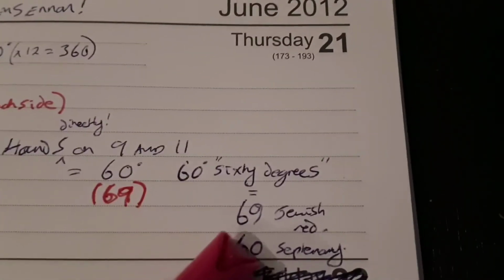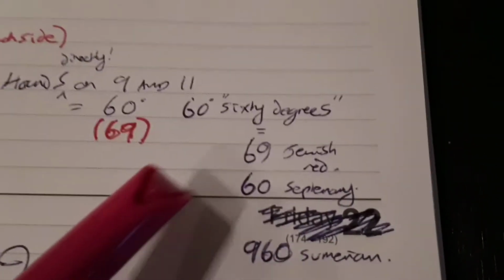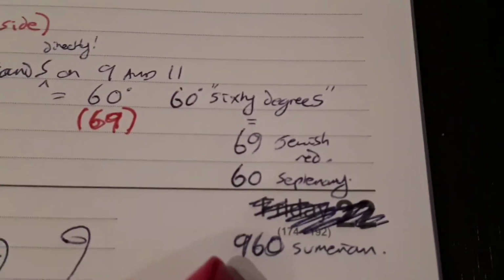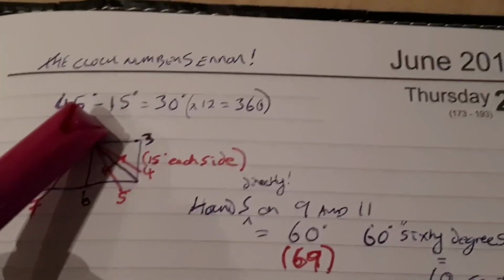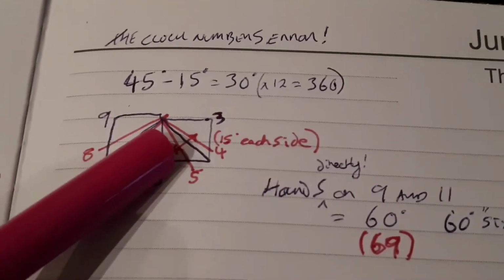60 degrees is also 60 in septenary gematria. And it's also 960 in Sumerian gematria, 60 degrees, 9669. But yeah, that's just clearing up how it calculated where the numbers actually go.